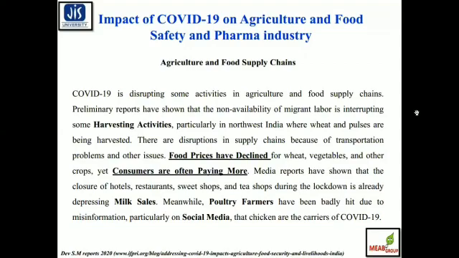Food prices have declined for wheat, vegetables, other crops, and fruits as well, yet consumers are often paying more to buy them. Media reports have shown that the closure of hotels, restaurants, sweet shops, and tea shops during the lockdown is already depressing milk sales. Meanwhile, poultry farmers have also been badly hit due to misinformation, particularly on social media, that chickens are carriers of COVID-19.